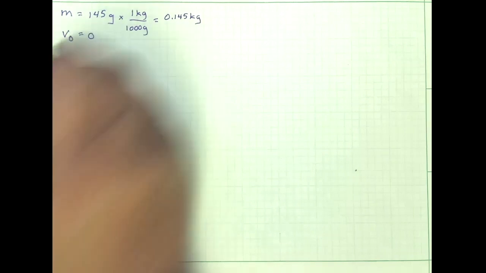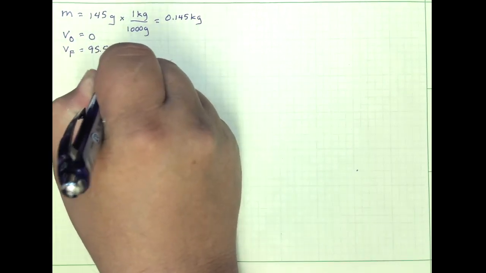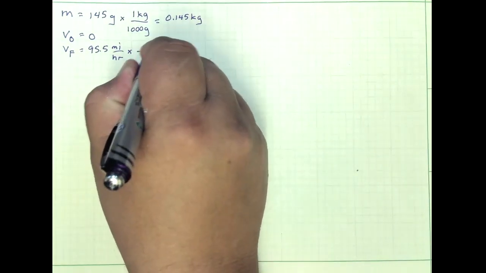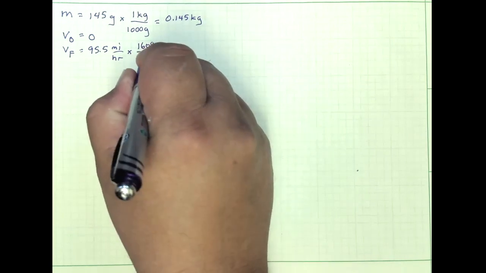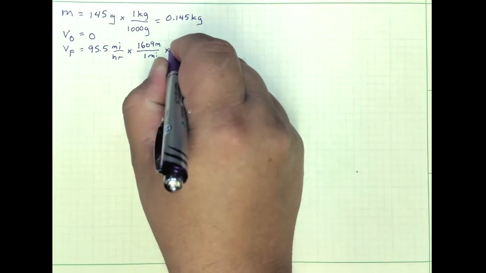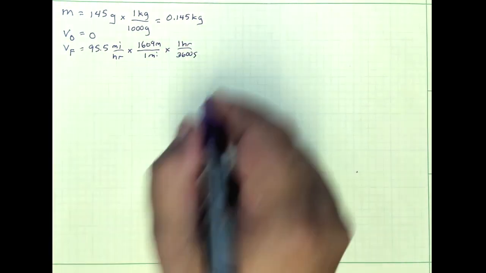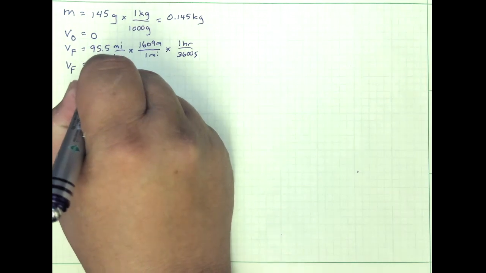We are told that the ball starts from rest, so the initial velocity is going to be 0, and the final velocity is 95.5 miles per hour. Now, this is not the correct units. We need the velocity to be in meters per second, so we go through our conversion process. We realize that there are 1,609 meters in 1 mile, and that 1 hour contains 3,600 seconds. This results in a final velocity for the ball of 42.68 meters per second.